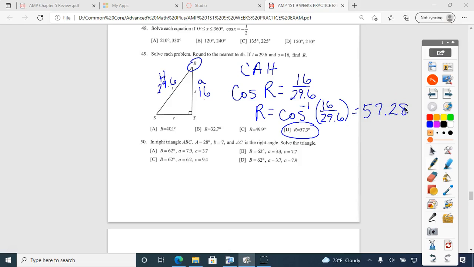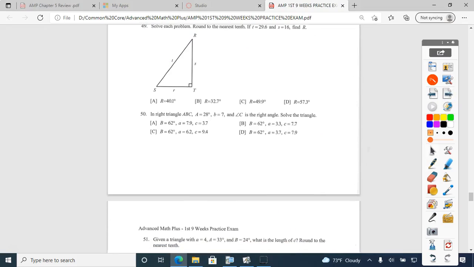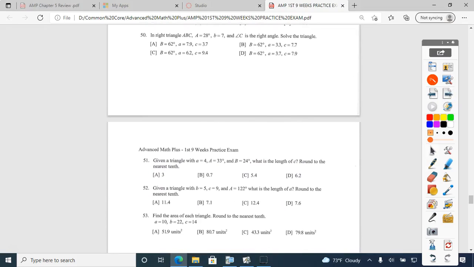Okay. 50 says in a right triangle ABC, angle A is 28 degrees, side B is 7, and angle C is the right angle. We have to solve the triangle. So I'm going to draw us a triangle right here.